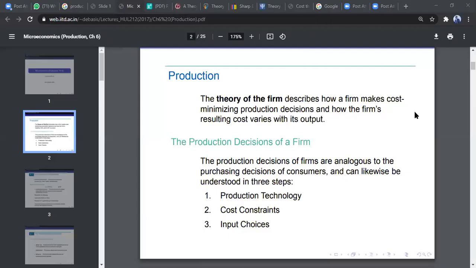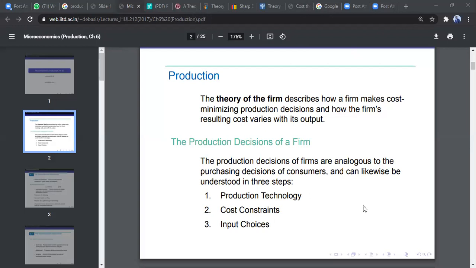Production is simply the conversion of raw materials into finished goods. Our raw materials in this case are labor and capital. Labor and capital units are our raw materials.